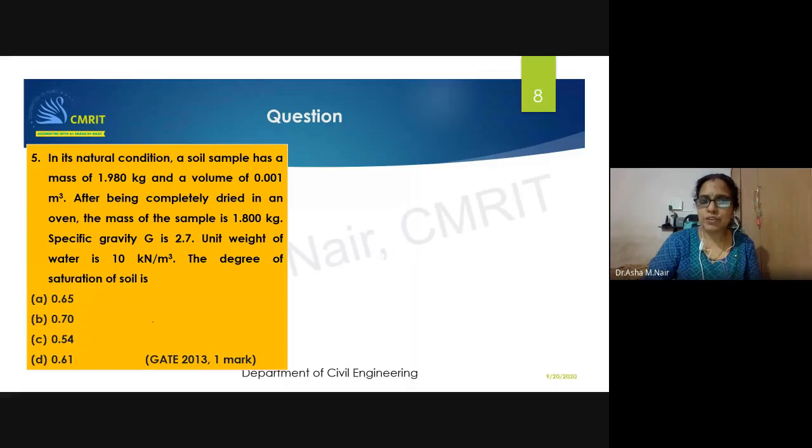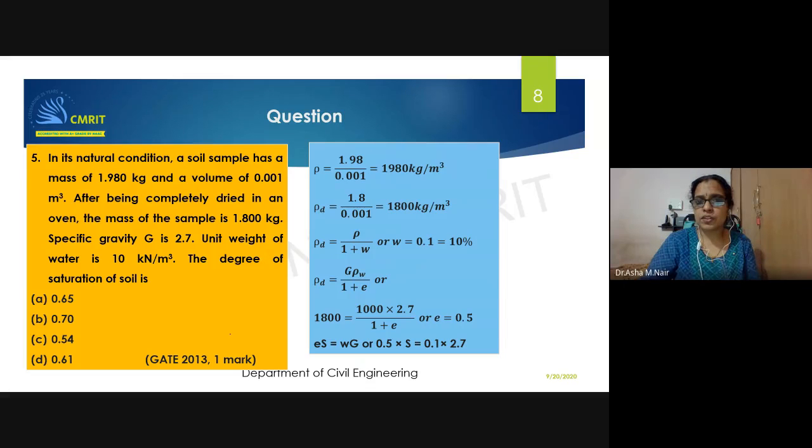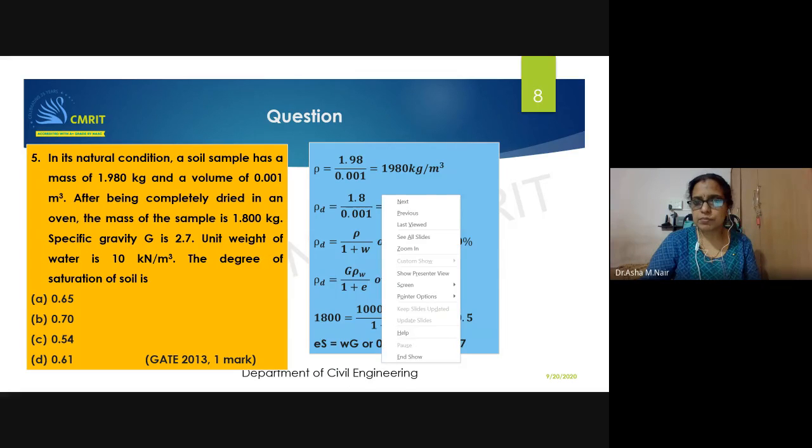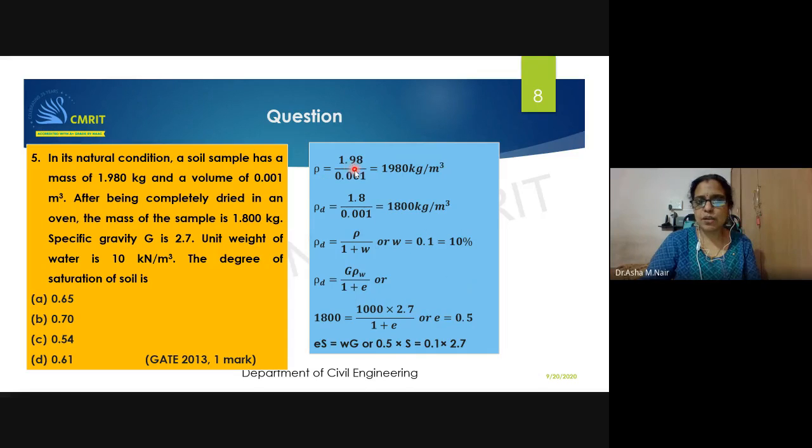So what will you get from that? Already you got wet density, or gamma wet, or I can say rho, I will get. Also I'll be getting rho d. So now I have got rho, which is nothing but 1.98 divided by 0.001, which is 1980.